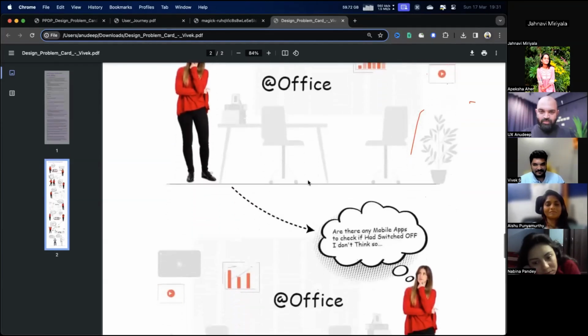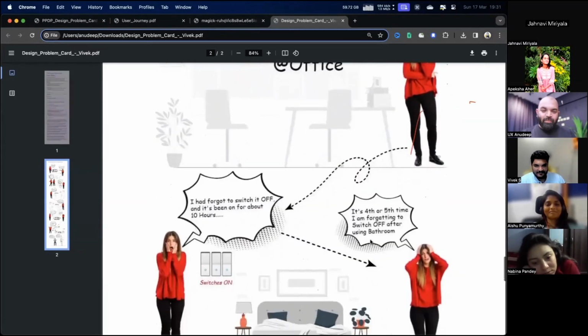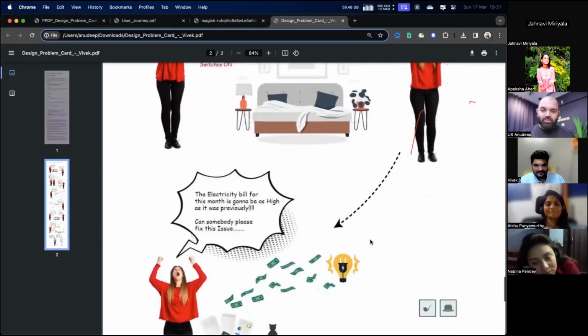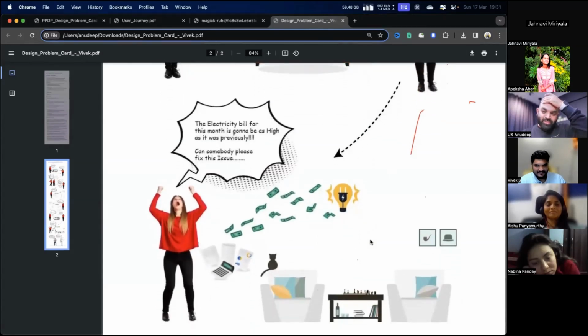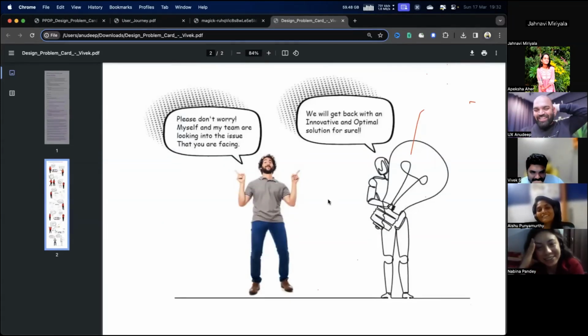You are in office, huh? Are there any mobile apps check if I switched off? I don't think so. Going to the solution already. I had forgot to switch it off, and it had been about 10 hours. Fourth or fifth time I'm forgetting to switch off after using bathroom. The electricity bill for me is gonna be high. Can somebody please fix this issue? There enters you, Vivek, I guess. Don't worry. I somehow expected this. Myself and team are looking into the issue we are facing. You become customer support finally, dude.